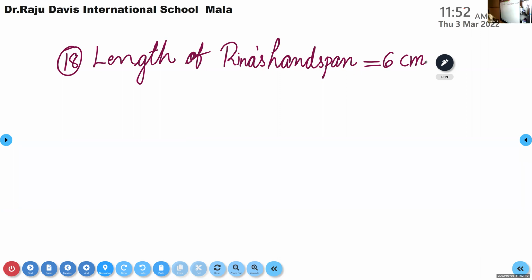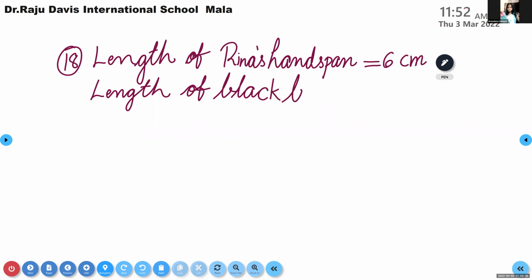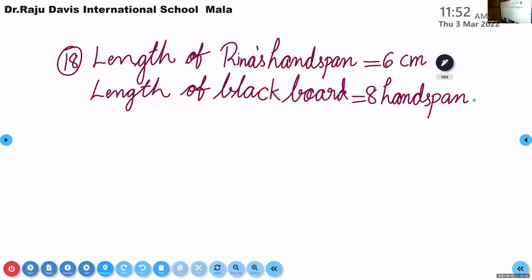Then second step, what do we need to write? Length of the blackboard is 8 hand spans. Length of blackboard is 8 hand spans. And we have to find out the length of the blackboard in centimeter.